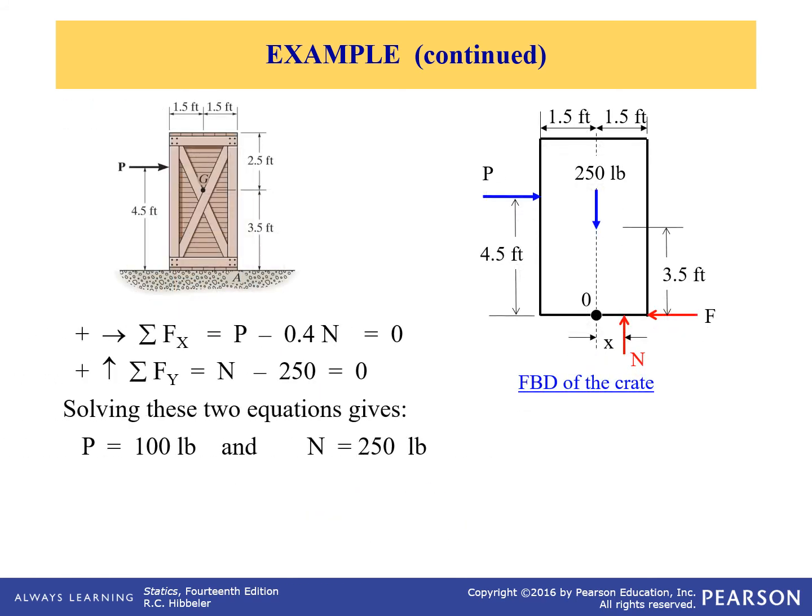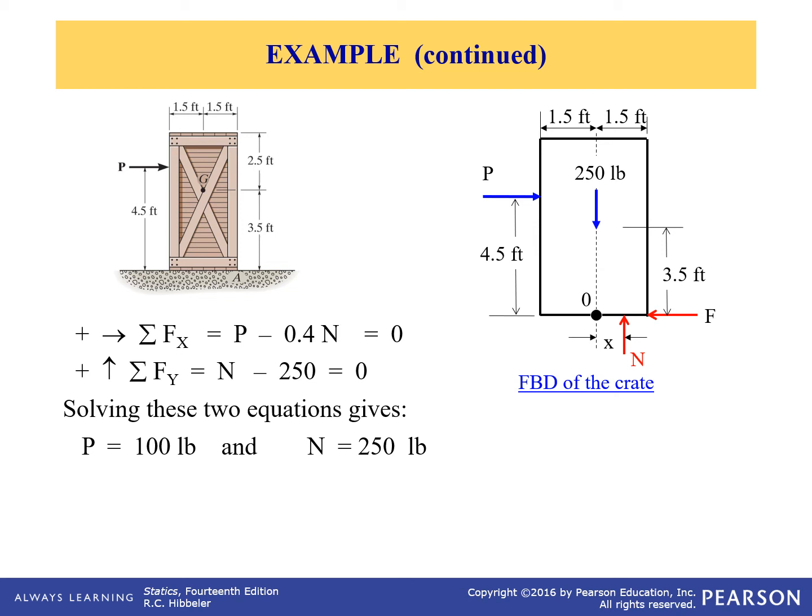So if we do so, if we look at the X direction, what do we have in the X direction? We've got P going in the positive X direction, and we've got F going in the negative direction. Remember, we're assuming this thing is going to slip, so F is mu N, 0.4 times N. In the Y direction, what do we have? We've got N, and we've got the weight.